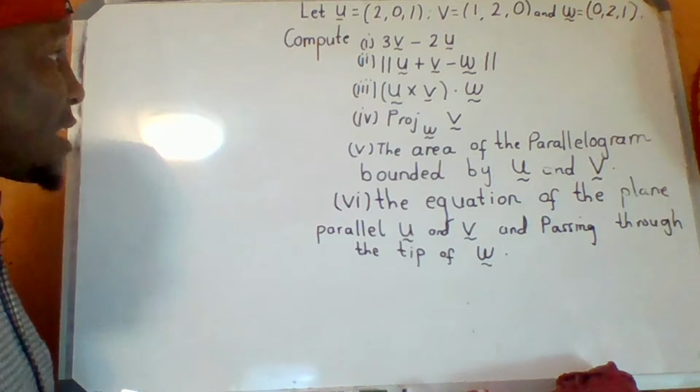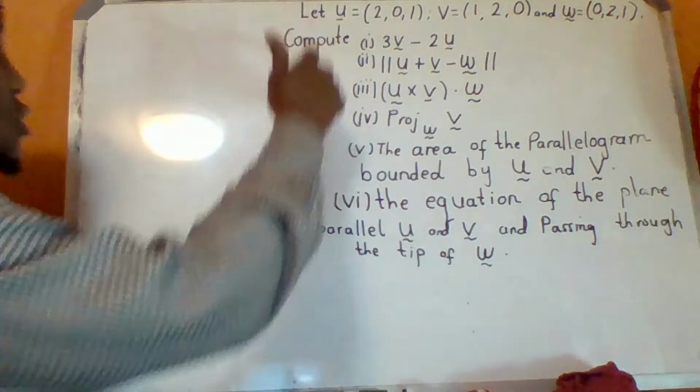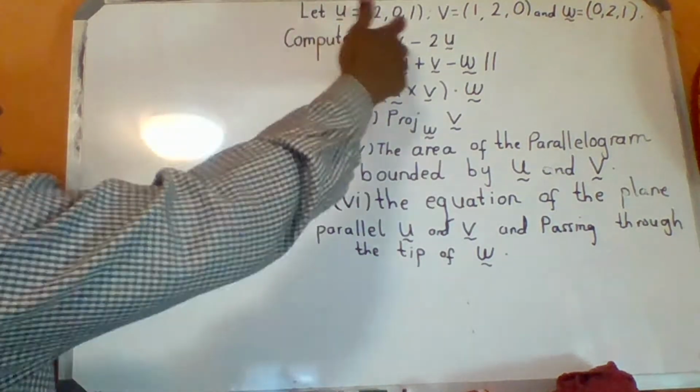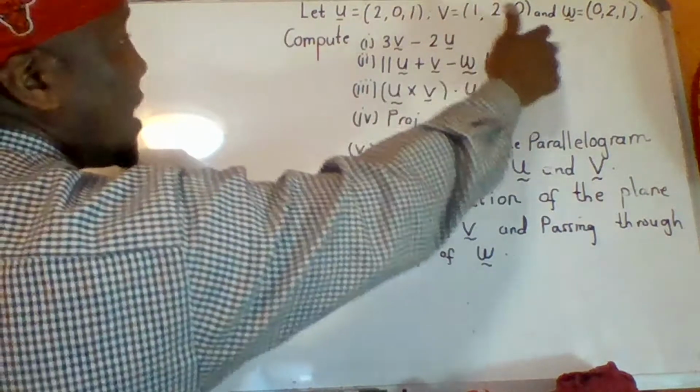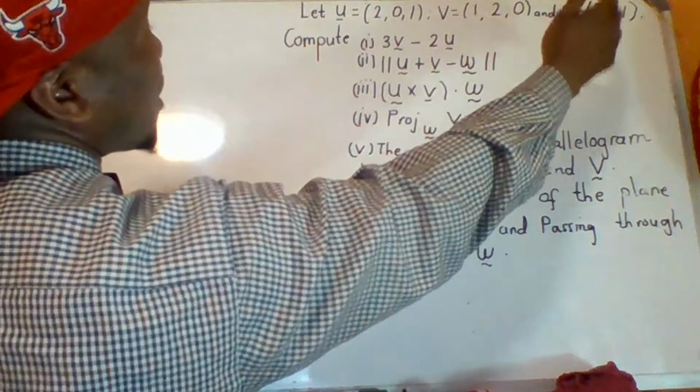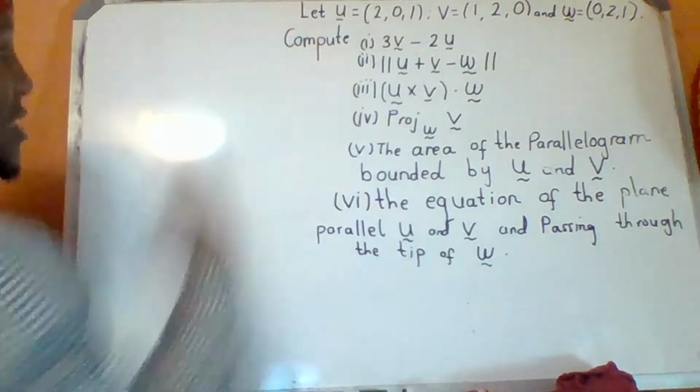So we have a question right here. The question says, let u equal to 0, 1, and v equal to 1, 2, 0, and w equal to 0, 0, 2, 1. These are vectors. How do you know it's a vector?